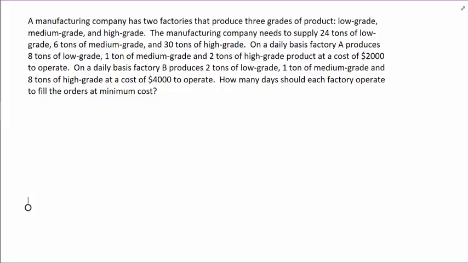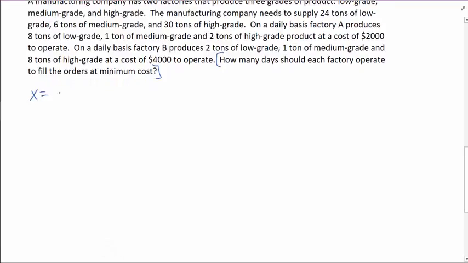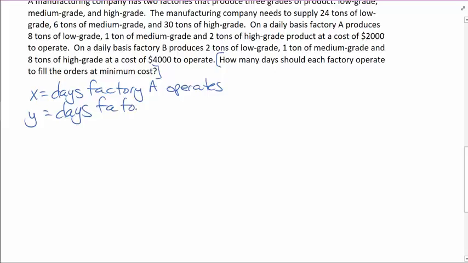The first thing we're going to do is define our unknowns. Those are typically going to come from the question here: how many days should each factory operate to fill orders at a minimum cost? So I'm going to say x is the days for factory A to operate, and y is going to be the days for factory B to operate.